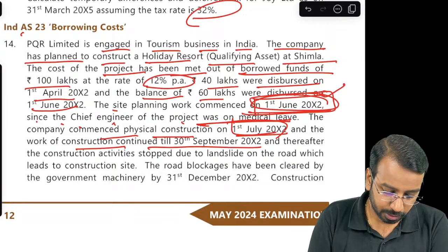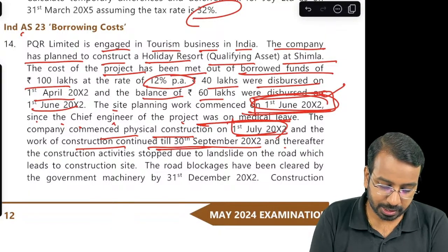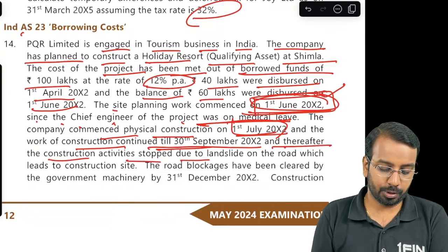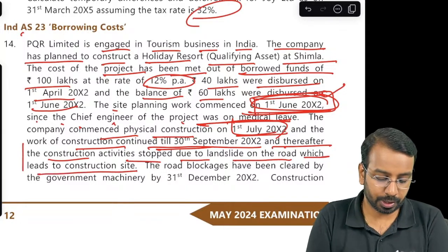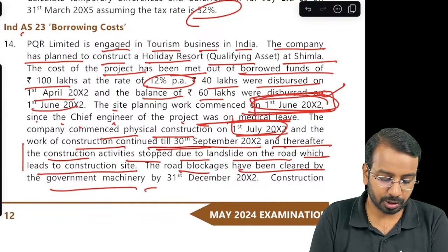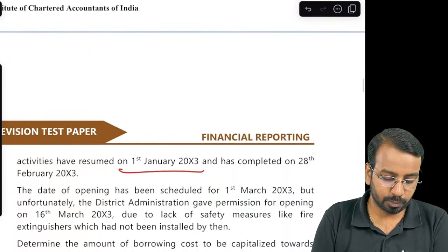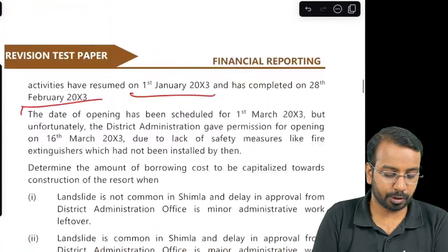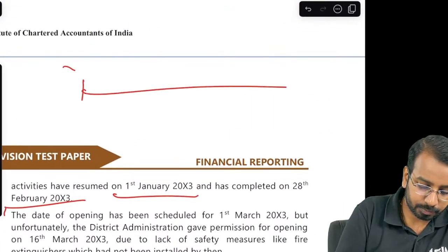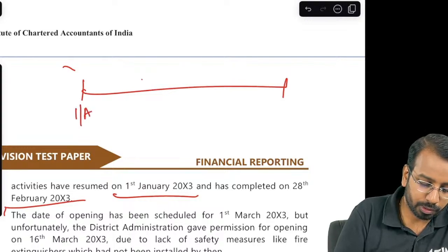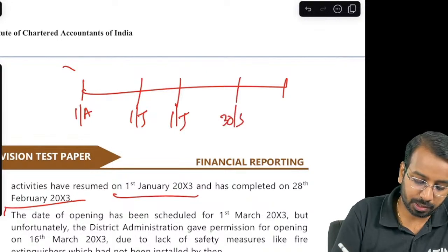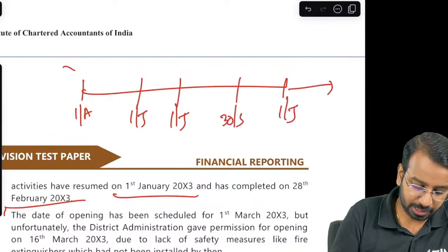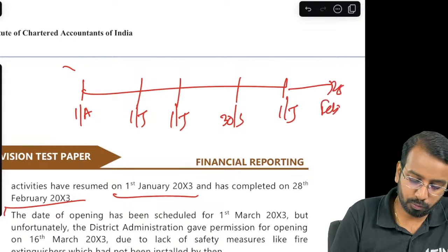Then, till 30th September, and thereafter construction activities stopped due to a landslide on the road which leads to the construction site. So because of the landslide, you could not carry out the work. The road blockages were cleared by government machinery on 31st December. Construction resumed on 1st of January and was completed on 28th of February. So you have multiple dates: 1st of April when you borrowed, 1st of June planning started, 1st of July construction started, 30th of September construction stopped, again 1st of January it started, and 28th of February you completed.